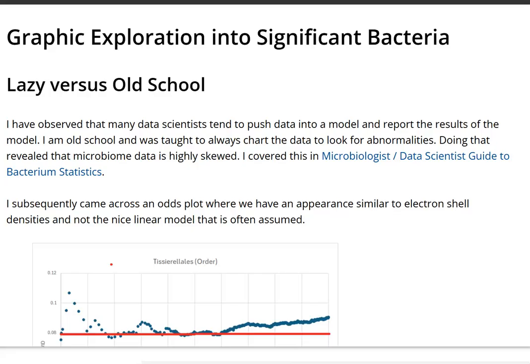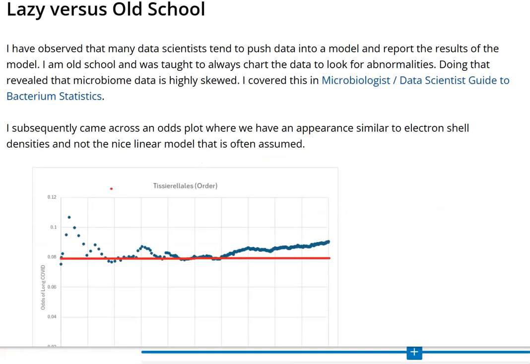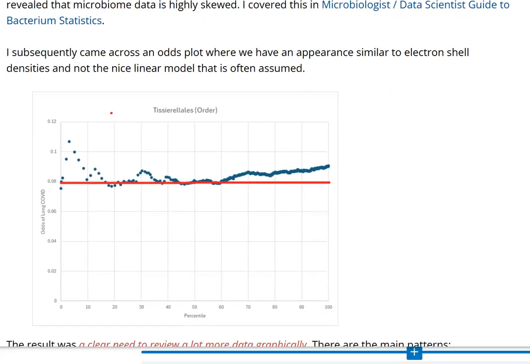The most obvious first thing I came across was the fact that microbiome data is highly skewed. I covered that in another post I've done. In that, I dug into a couple of things because I was interested in the odds ratio of having it, and I discovered something that looked, I hate to say it, more like electron shell density from when I was doing honest physics, and not the nice linear model that's often assumed. So I ended up grinding through data. I have a big set of data to work from, with a large number of symptoms.